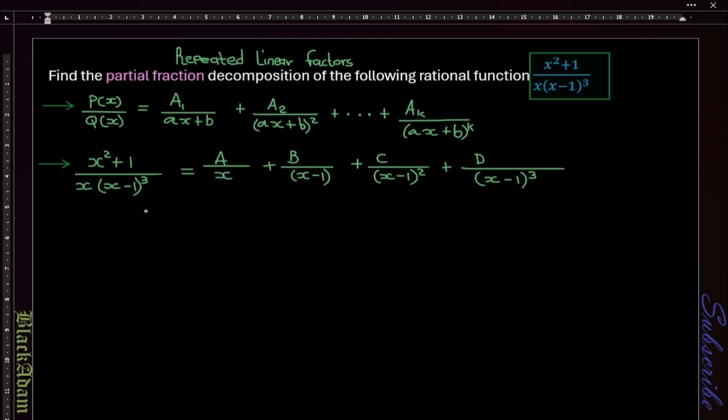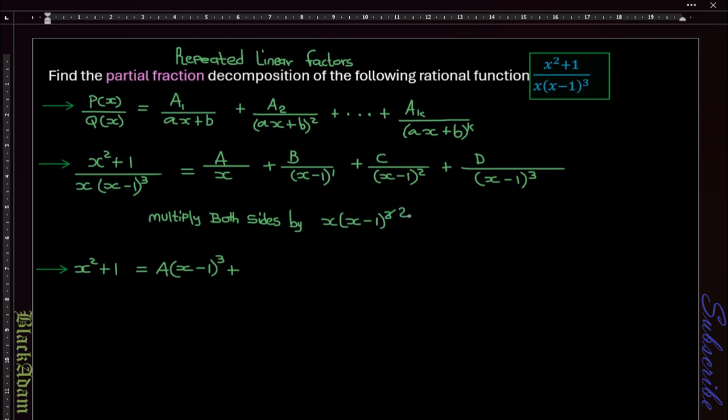So that means we have expanded, and then we multiply both sides by the common denominator, which is x multiplied by x minus 1 cubed. We have x squared plus 1, so that cancels that, and we get a multiplied by x minus 1 to the power 3. We're getting rid of the denominator.